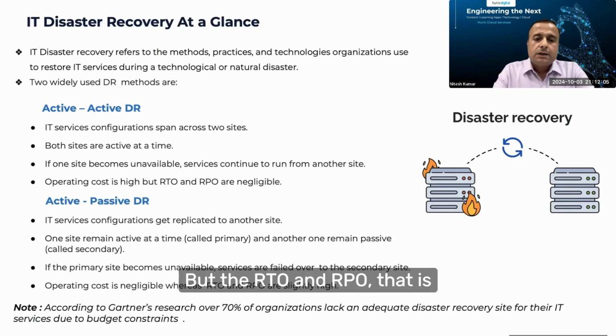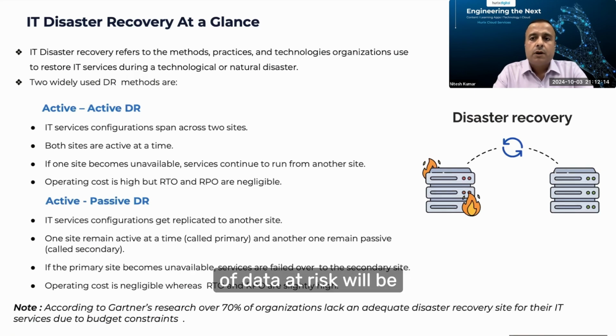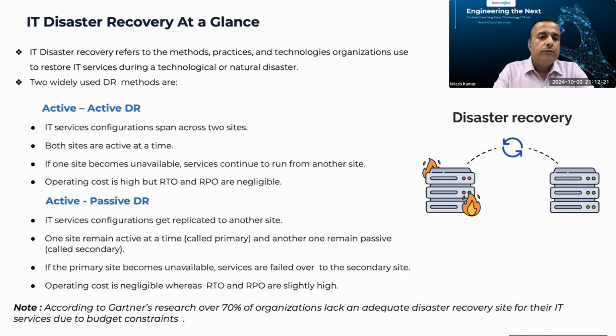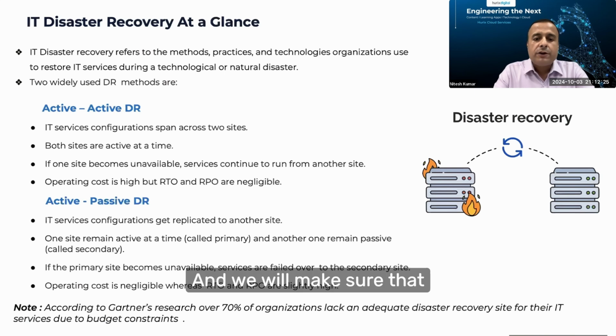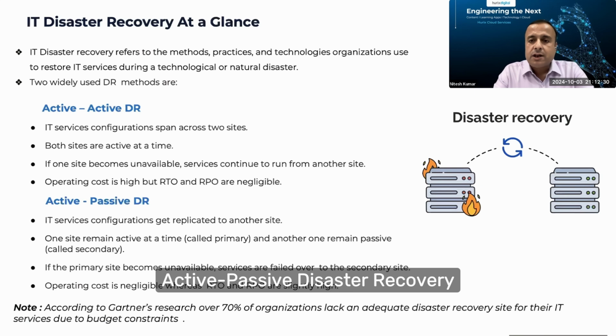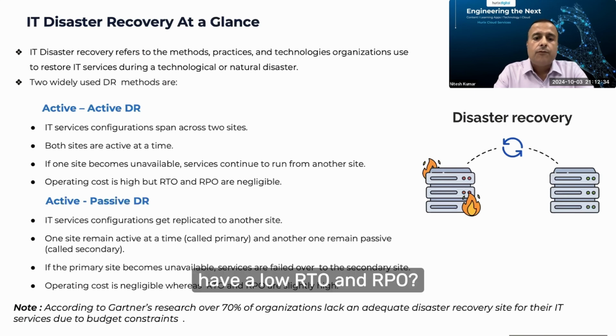But the RTO and RPO, that is the time taken to recover from the disaster and the amount of data at risk, will be slightly high. So these are the two approaches. As part of this discussion, we will be talking about the active passive disaster recovery site. And we will make sure that despite having an active passive disaster recovery site, you can have a low RTO and RPO.